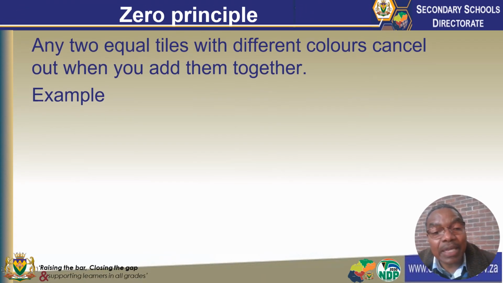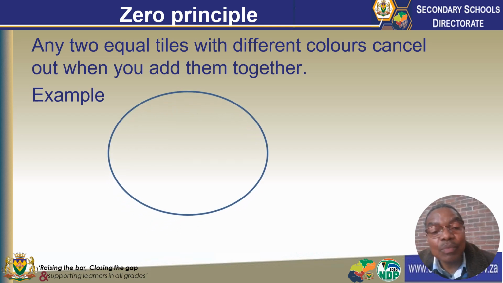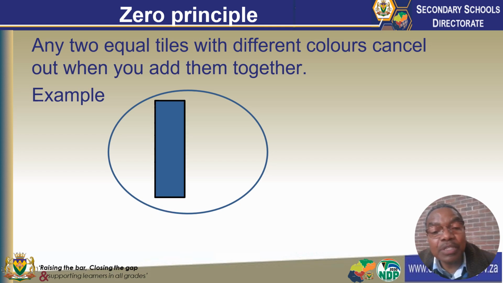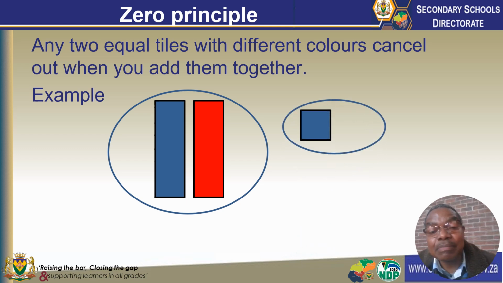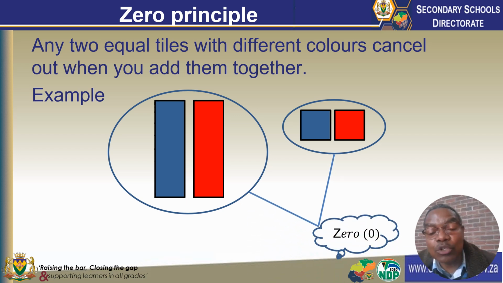Also, continuing again, if we have any two equal tiles with different colors, for x values now we have x, which is positive x, and also negative x. When added together, the result gives us 0. And also 1 minus 1 gives us 0. This is called a zero principle. So when we combine the two tiles, red and blue, the result when you add them to each other gives us zero principle.